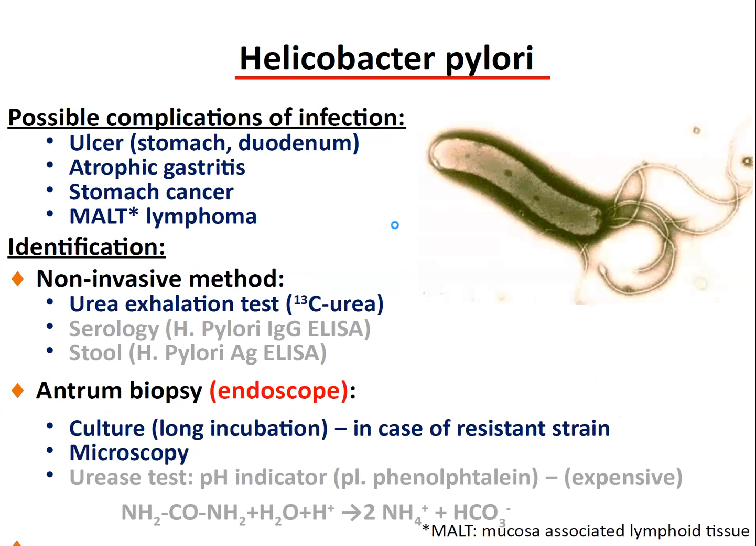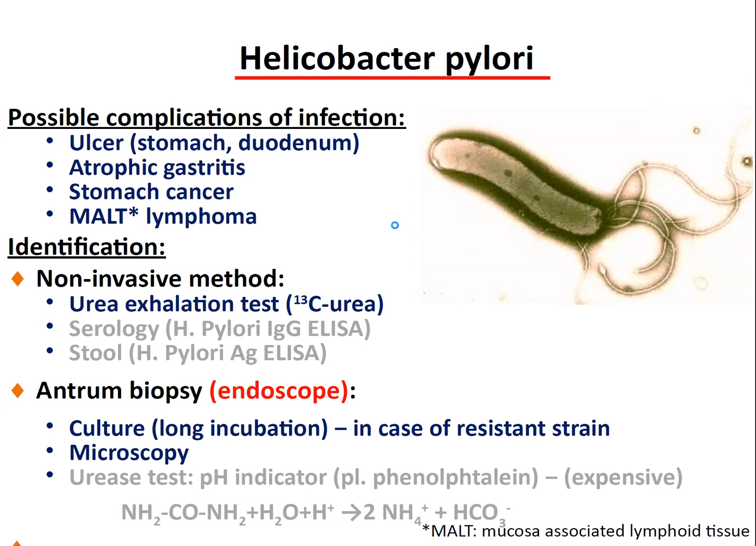That can cause atrophy of the gastric area, so gastritis and stomach cancer, and lymphoma is correlated with this H. pylori, the bacteria itself. The identification of this H. pylori can be invasive. Usually, during the endoscopy or gastroscopy, they take samples and use the microbiological test for the H. pylori. But it can be used, for example, the urea exhalation test.